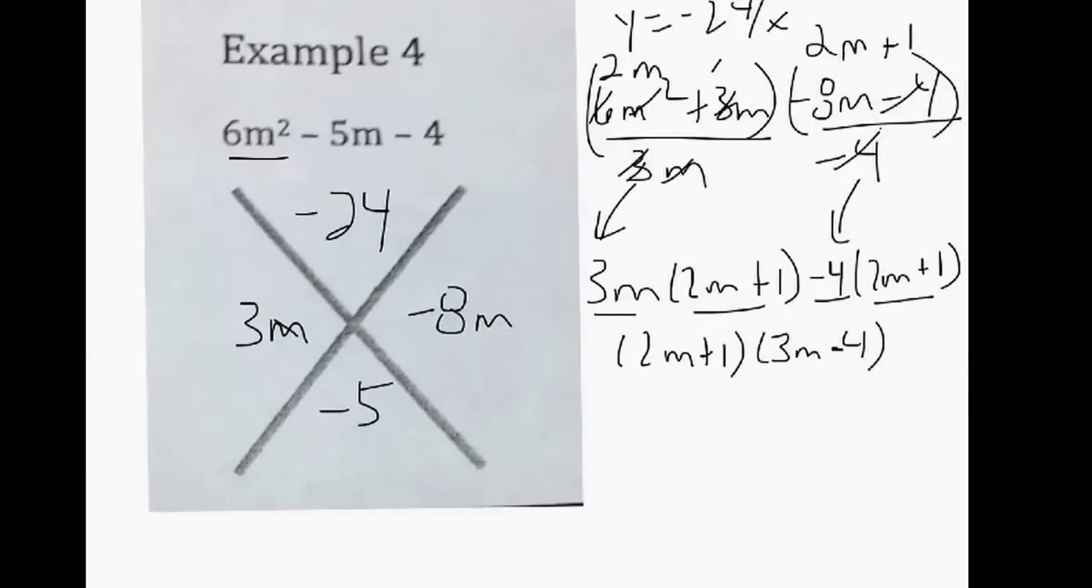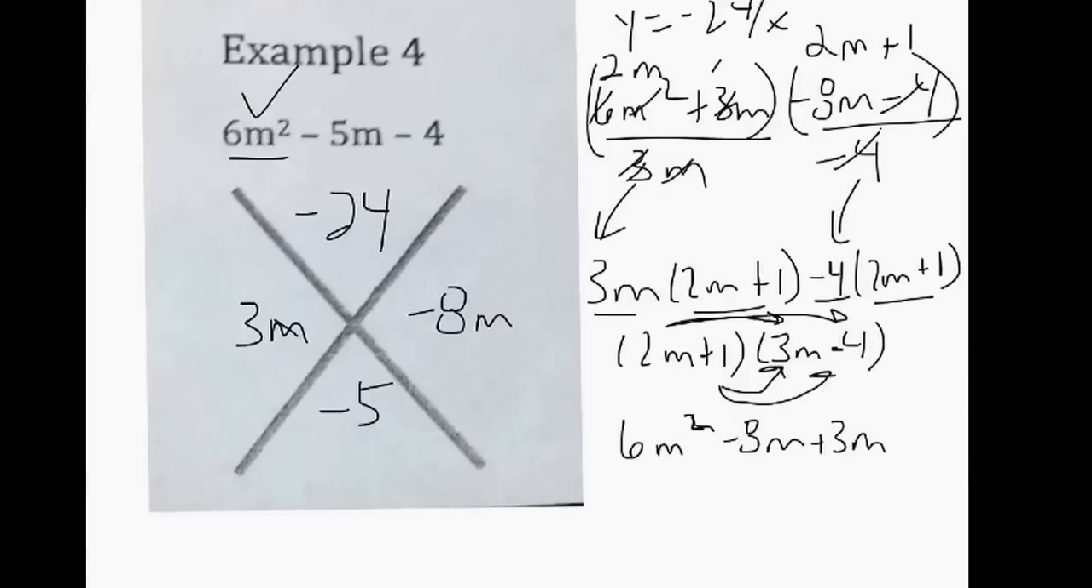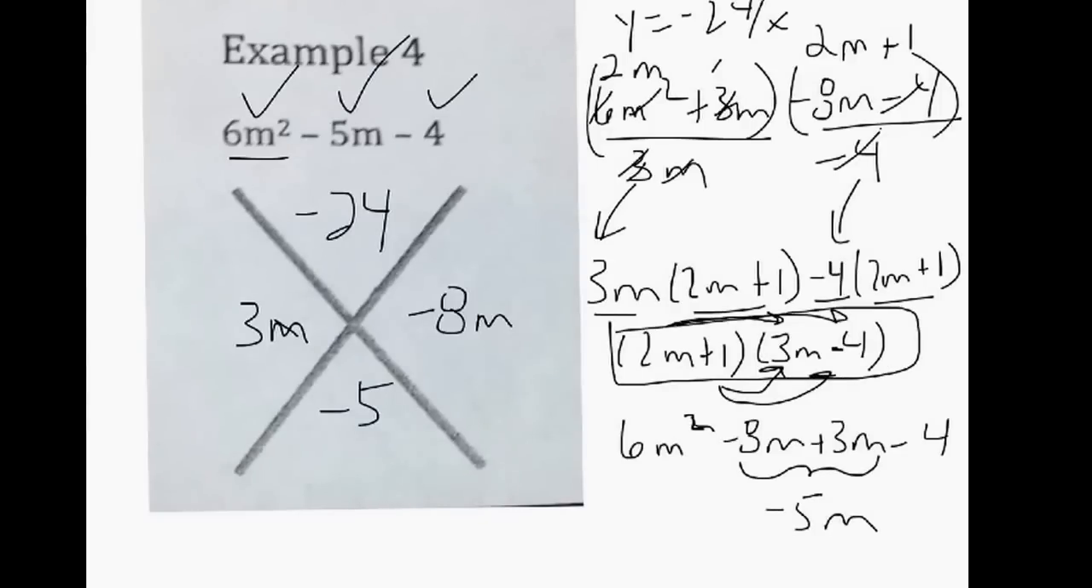Okay. This time I'll check it using double distribute just to show you a different method. 2m times 3m is 6m squared, which works. 2m times negative 4 is negative 8m. 1 times 3m is 3m. And 1 times negative 4 is negative 4. So the end works. These two here combine, negative 8 plus 3 is negative 5m. So that works. So this is the right answer.